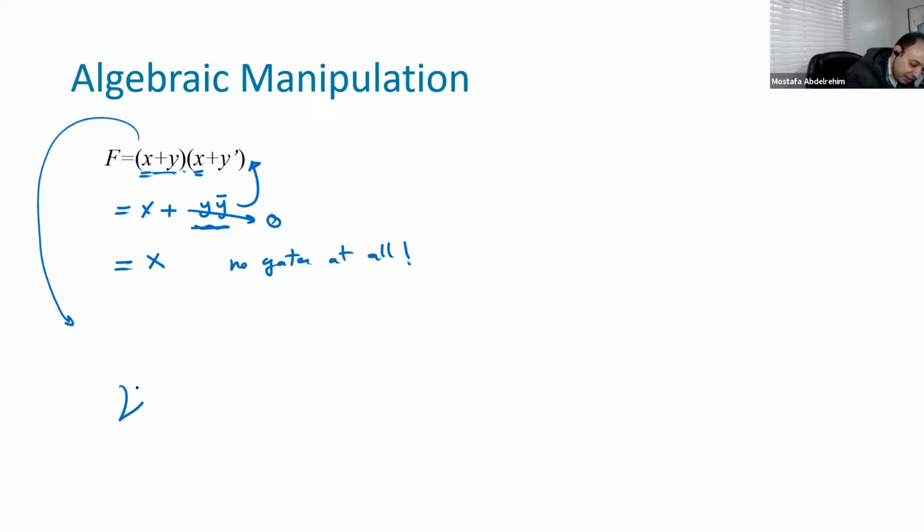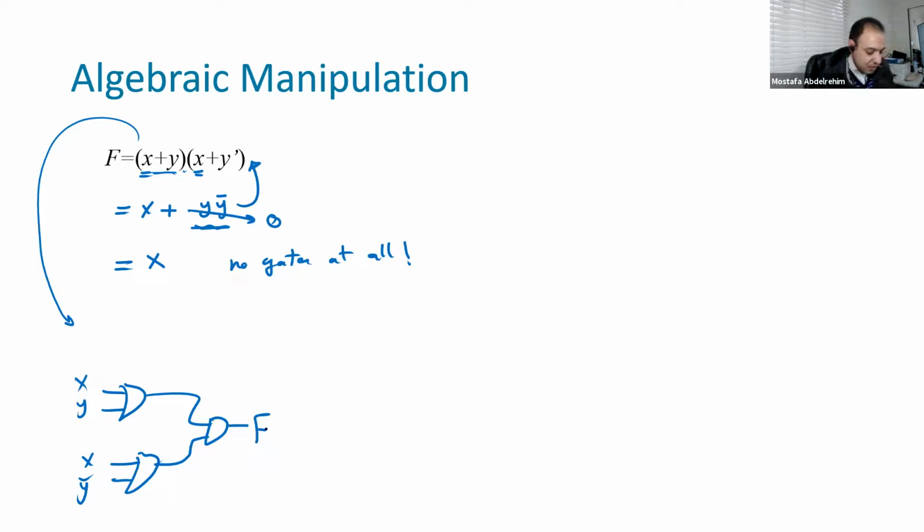So let's draw the circuit for this one. We need an OR gate with x and y as input. We need another one with x and y bar as input. Then we need to AND them together, and here is f. What is the circuit of this? Just x. X is just f. You can also do it by a truth table. If you don't believe that, you can calculate (x or y) and (x or y bar), then AND them together, and you will get the same as x. I will leave it to you.